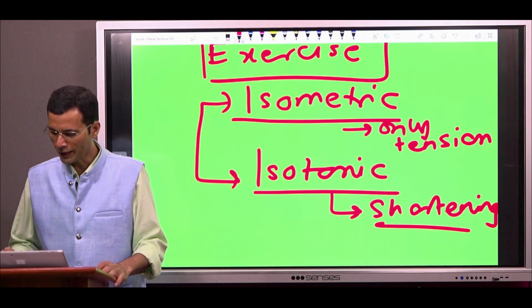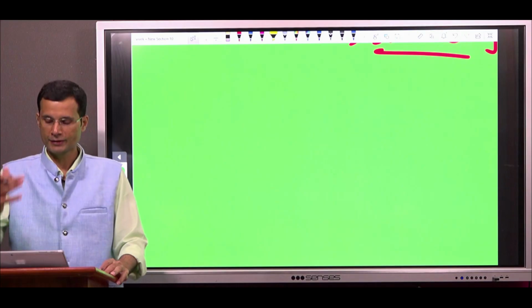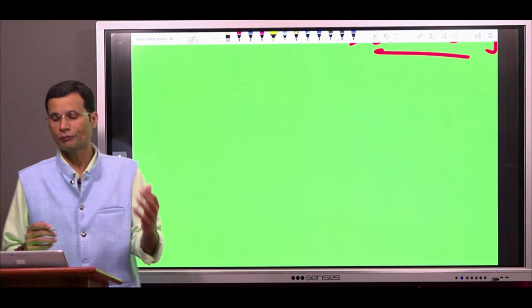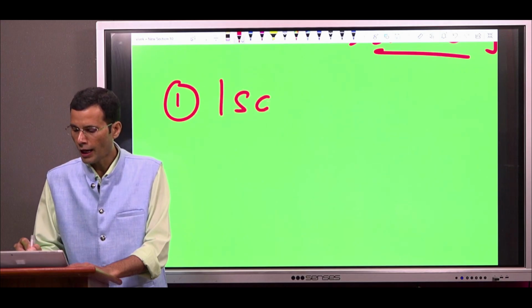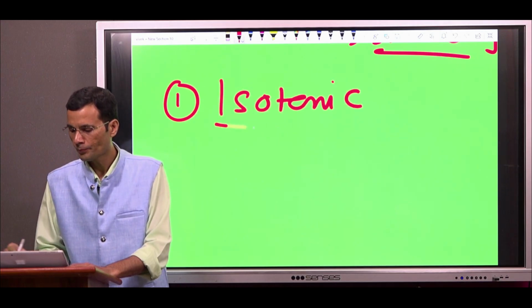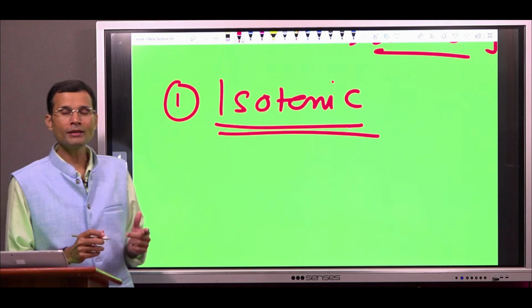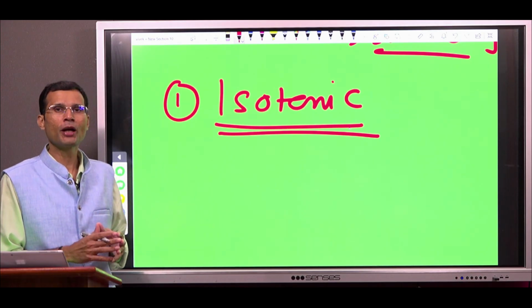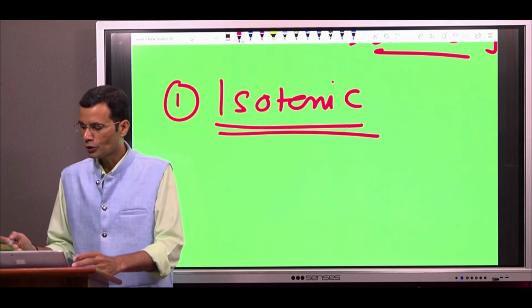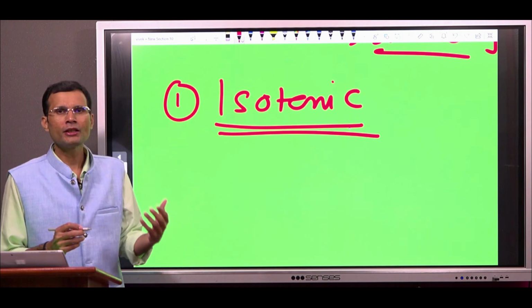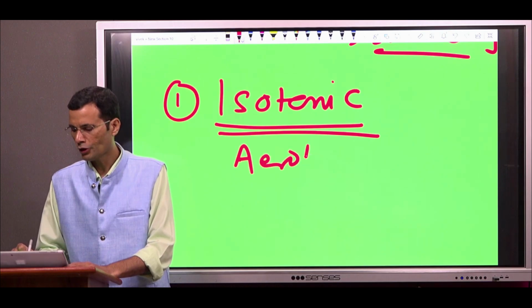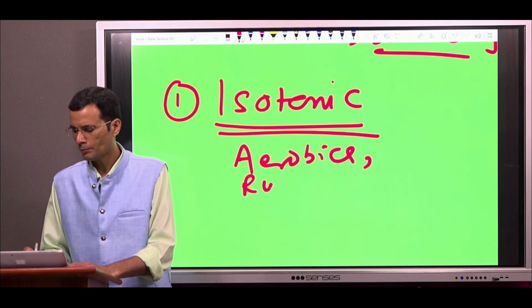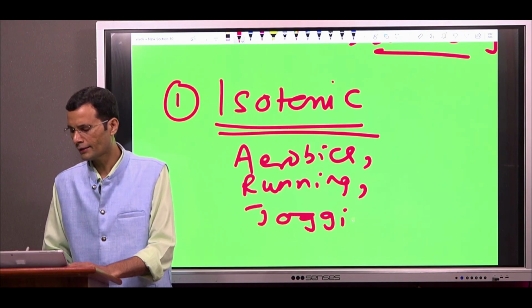Now, with this background, let us try to understand the types of exercises. Exercises are of two types. Isotonic exercise means the one in which muscle shortening is going to happen. So, all the running, jogging, cycling, swimming, aerobic types of exercises, aerobics, running, jogging, cycling, swimming, etc.